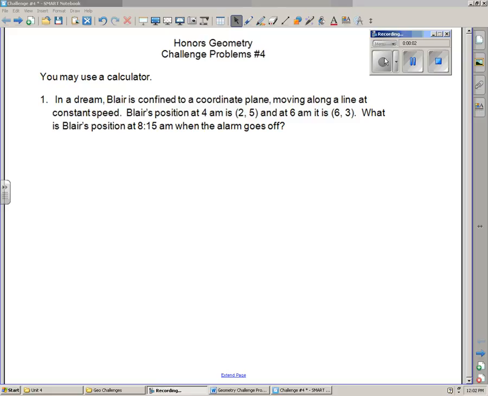Okay, so let's try some of these challenge problems and see how we can do. So in a dream, Blair is confined to a coordinate plane moving along a line at a constant speed. Blair's position at 4 a.m. is (2,5), at 6 a.m. at (6,3). What's his position at 8:15 a.m.?